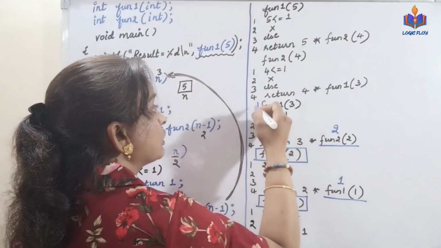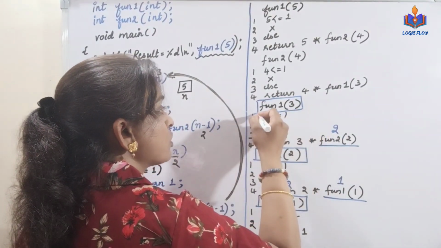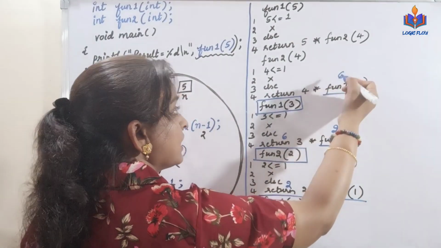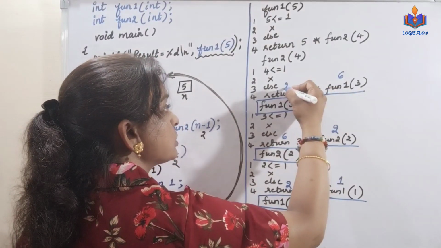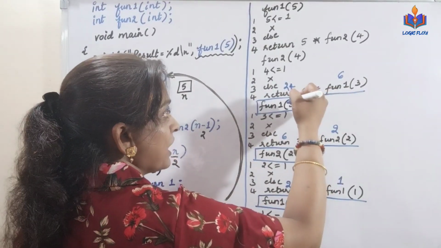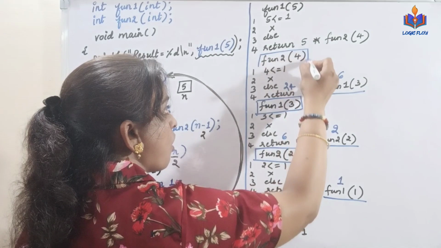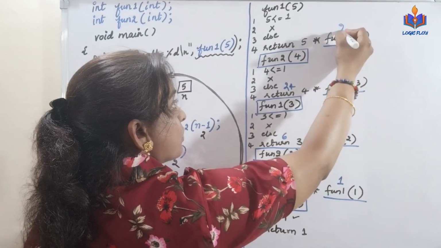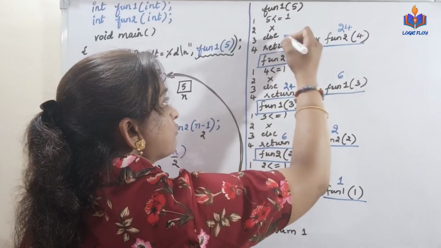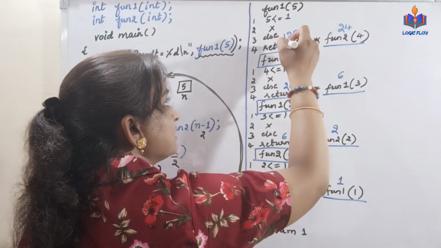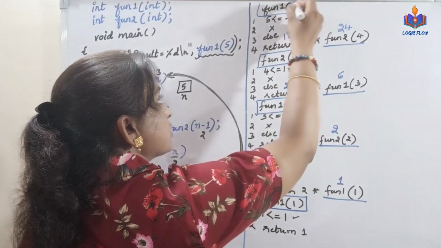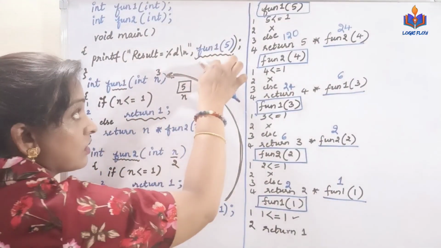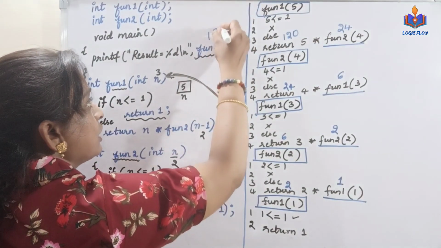Return this to the place where function 1 of 3 was called. So here I get 2 into 3, it is 6. Again return 6 into 4, it is 24, to the place where function 2 of 4 was called. So function 2 of 4 here, it is 24. Return 24 into 5, it is 120. Return this 120 to the place where function 1 of 5 was called. Where this function 1 of 5 was called, it is here. Return 120 to this place.